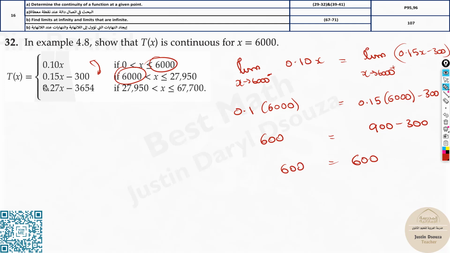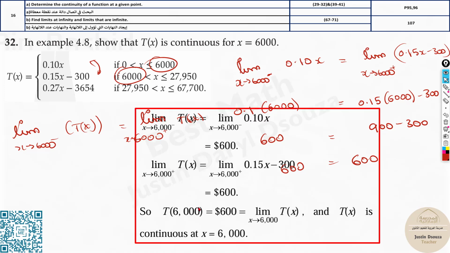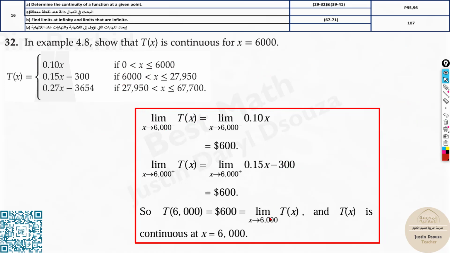Yes, the limit as x tends to 6,000 from the negative side of this given function T(x) is equal to the limit as x tends to 6,000 from the positive side of T(x). If this is true, then it is continuous. So yes, we can say 100% it is continuous. You are getting 600 and 600 in both cases. So yes, it is continuous at 6,000.